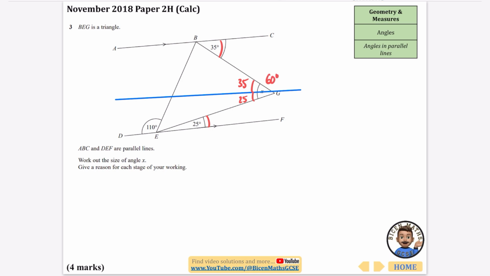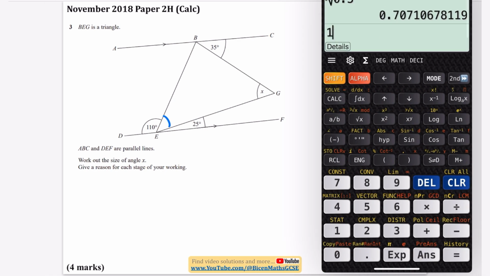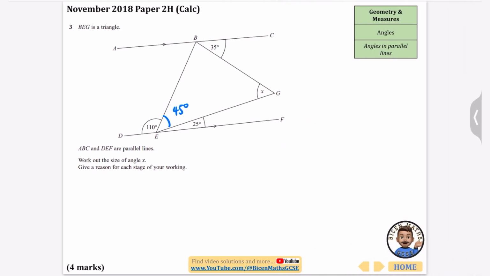But I don't think many people are going to spot that you can add in this parallel line like this. So I'm going to show you an alternative way about how you might do this question. I think most people would probably go about finding this angle that they've got here. It's a calculator paper, so I'm going to do it really speedily. I'm going to do 180, I'll take away 110 and 25 because they're on a straight line, and I'm going to say that that one is 45 degrees. So I'm going to now say that angle BEG is equal to 45 degrees, and the reason is angles on a straight line.